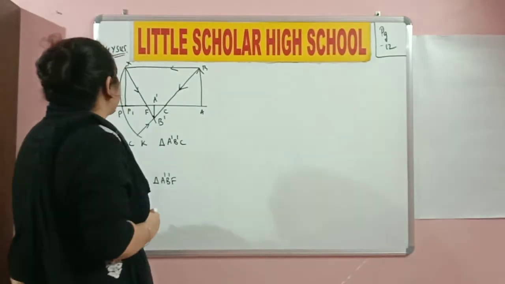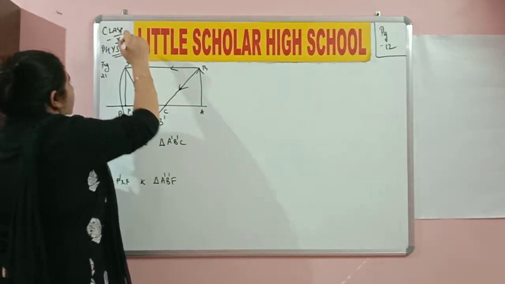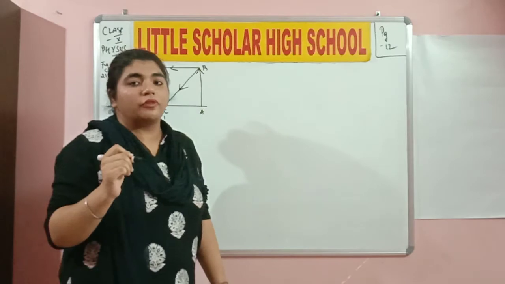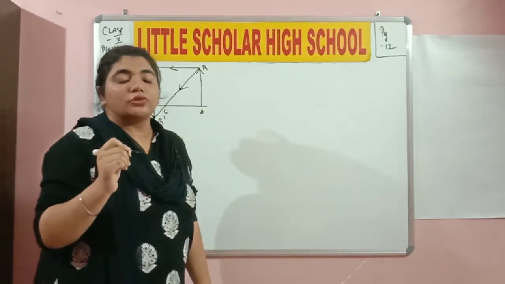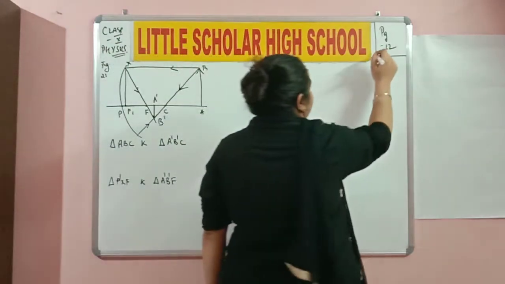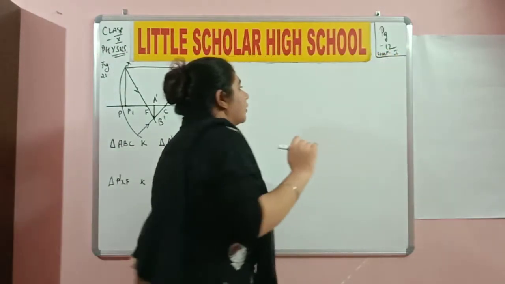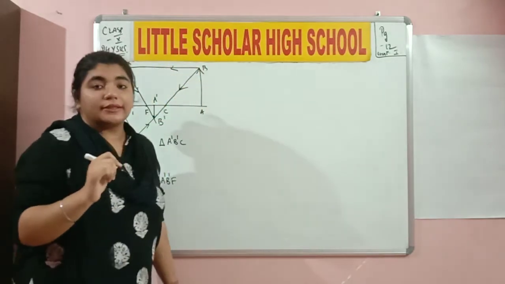I'll be taking class 10th for today, okay? And I'll be taking up physics, chapter number 1. We are on page number 12. We need to do the derivation for the mirror formula, okay? I'll mention it over here, chapter 1. That is reflection of light at curved surfaces.